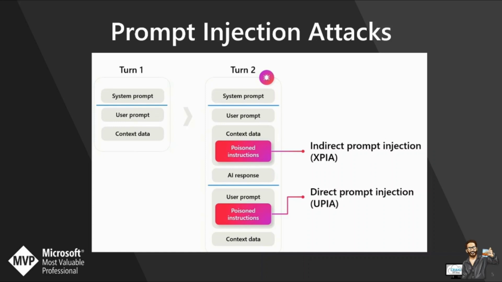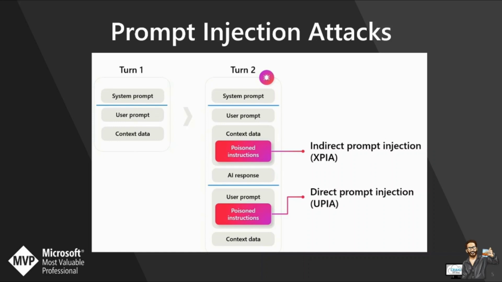These attacks pose significant security risks, as they can lead to unintended actions, data leakage, or harmful outcomes driven by compromised AI behavior. This image illustrates the concepts of prompt injection attacks in conversational AI systems. In turn one, the initial interaction includes a system prompt, a user prompt, and context data. This is a typical setup for generating an AI response. And then turn two demonstrates the two types of attacks.